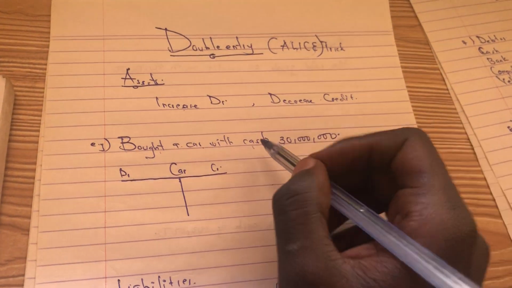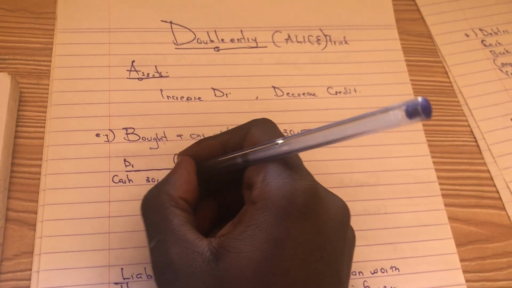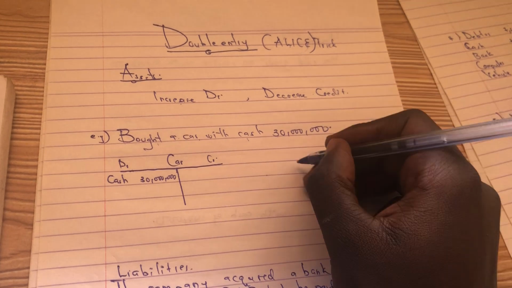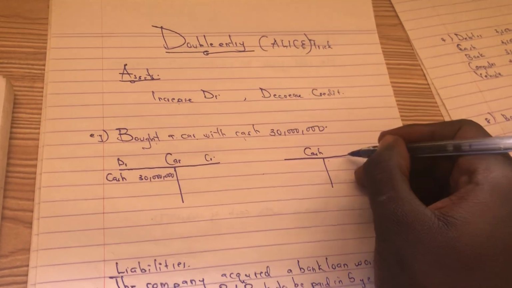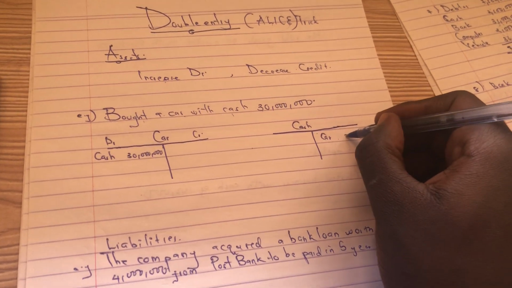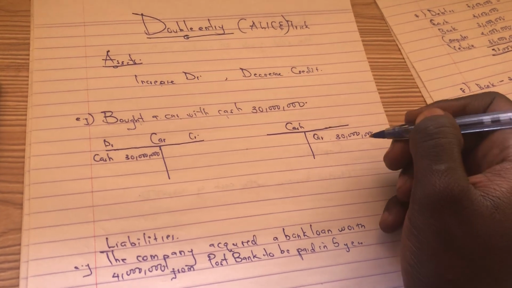So when he bought the car with cash, that means he will buy with cash of 30 million, and then we credit the other account, well, that is the cash account. That means for it we shall credit it with the car of how much? Of 30 million. Are we together?